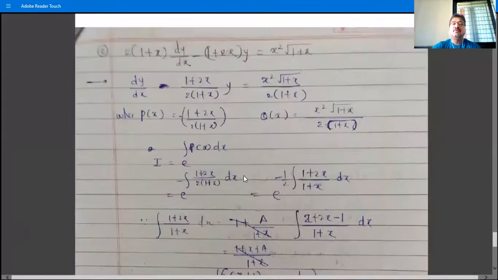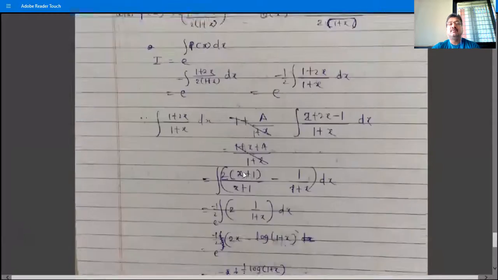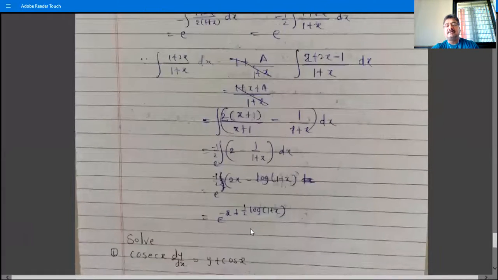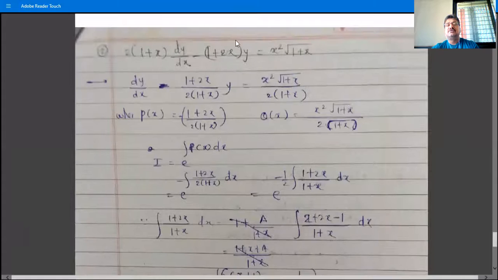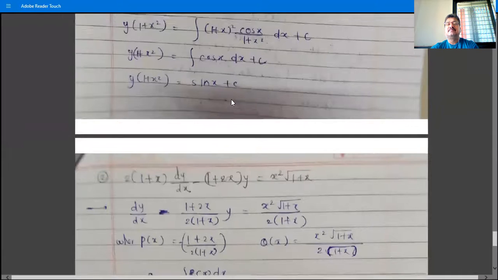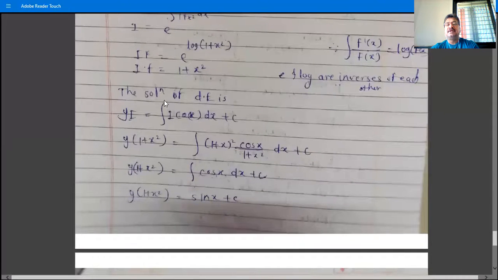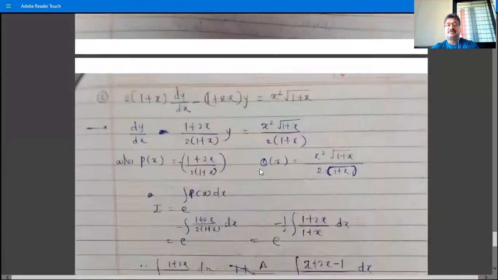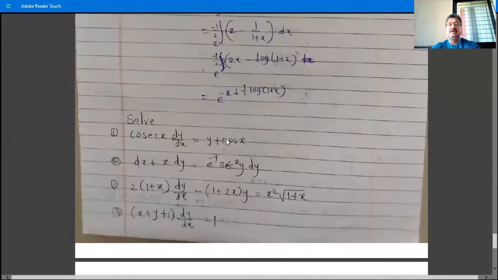And now obtain the general solution by using the formula. After the integrating factor, we obtain the general solution. Write the general solution by using the formula: y times I is equal to the integral of I times Q(x) dx plus a constant. So write that formula and find the integration.